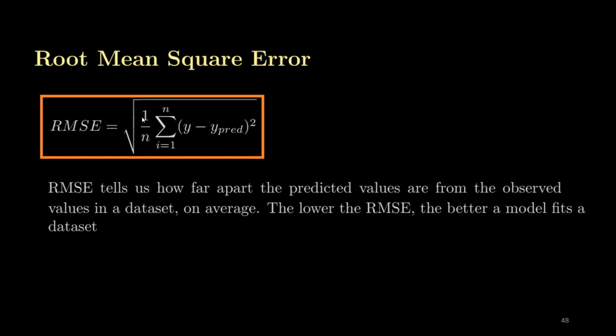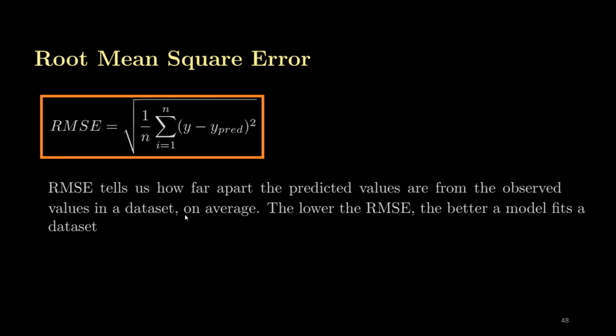After that, we are calculating the mean of the square error. So here we are adding the square errors, and then we are dividing by the total number of samples. Here n is the total number of samples in a data set. So by adding the square errors and dividing by the total number of samples, we are calculating the mean of the square error. The final step, as you can see, is to take the square root of the mean square error.